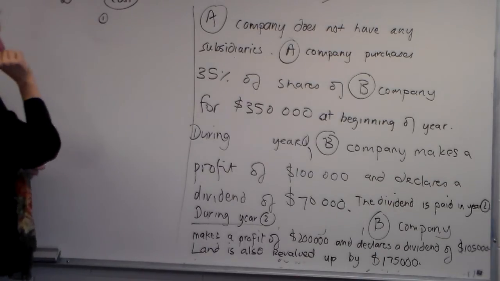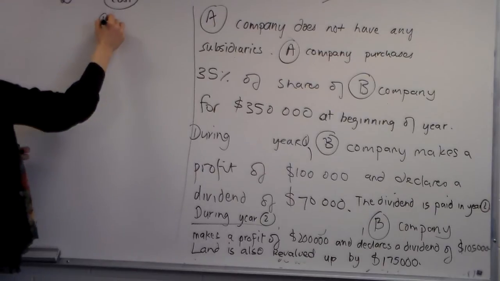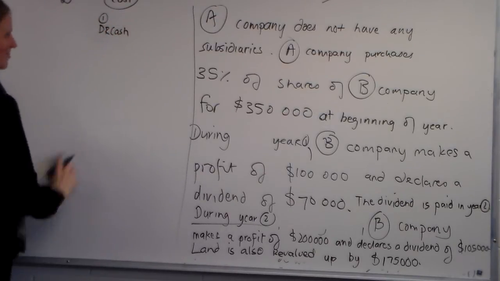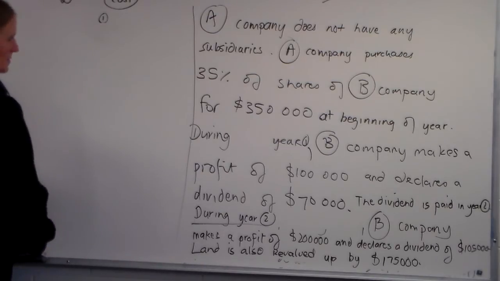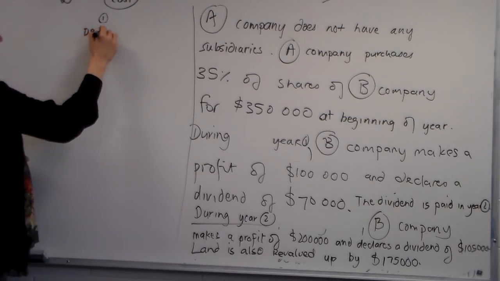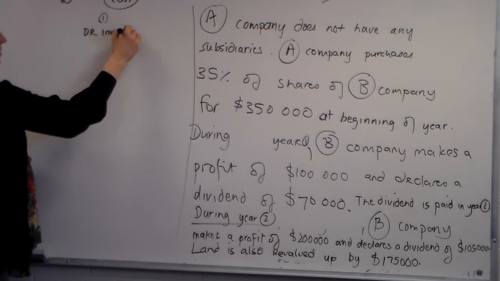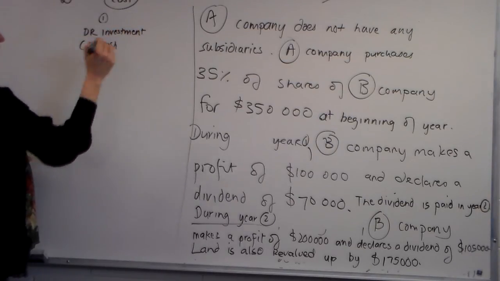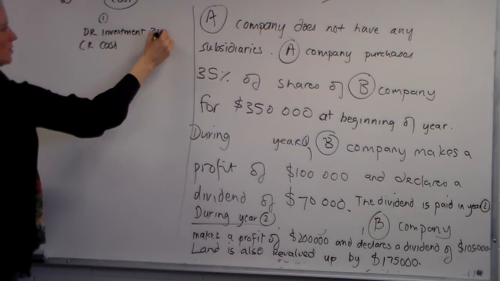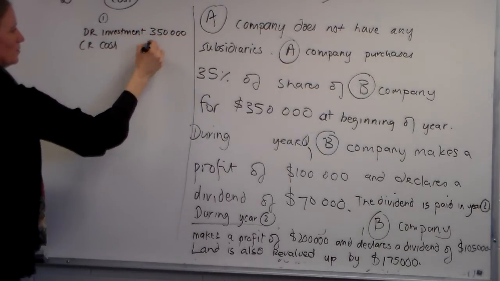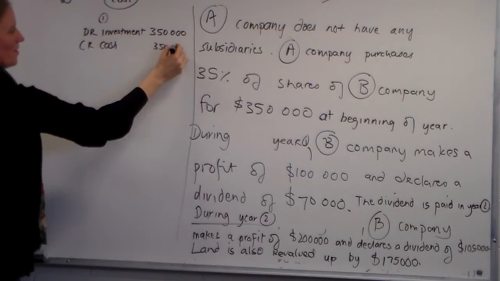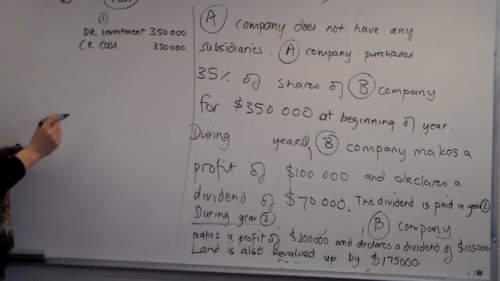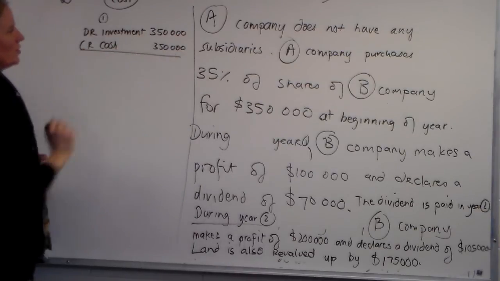So year one, we're basically going to go debit cash. No. Debit investment. Debit investment, and credit cash. Credit cash. And the amount? 350. Okay. That's right. You happy with that? Okay. Good. So that's the first journal entry.